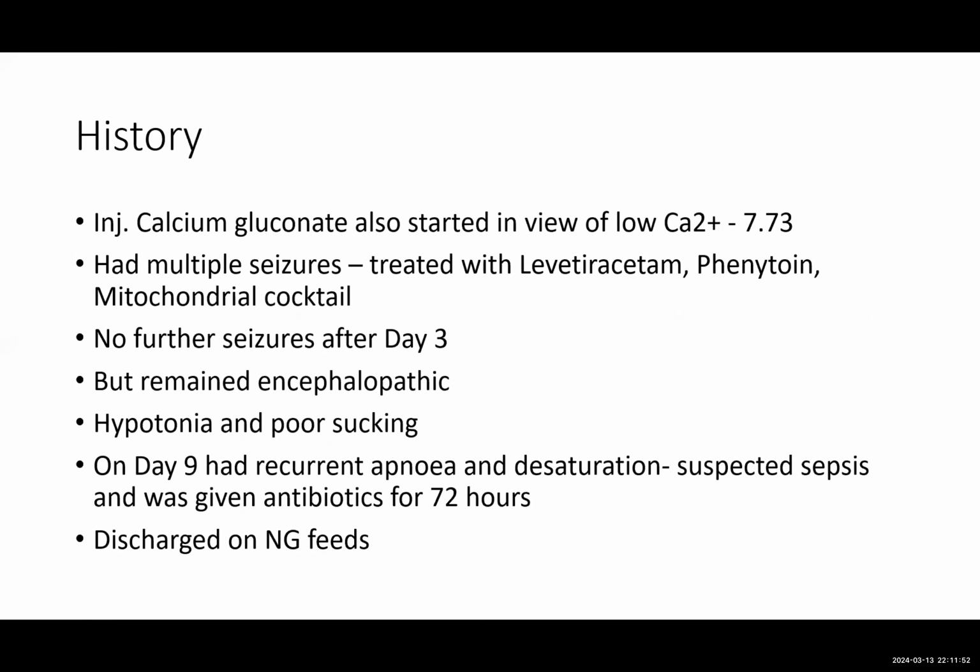His initial blood report showed a low calcium, borderline 7.73, and he was started on calcium also. But he continued to have seizures, clonic seizures and occasional tonic posturing also. He was treated with levetiracetam and phenytoin, and in suspicion of a metabolic abnormality, was started on a mitochondrial regimen also. The baby stopped having seizures after day 3, but he remained encephalopathic. He was lethargic, had feeding issues, and was hypotonic.